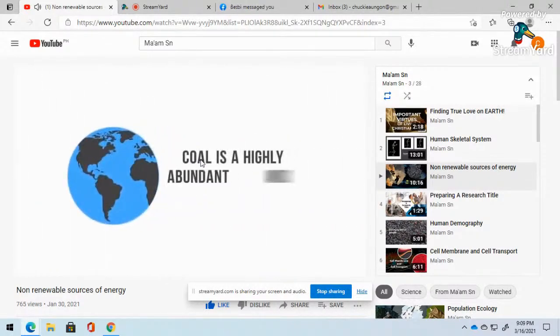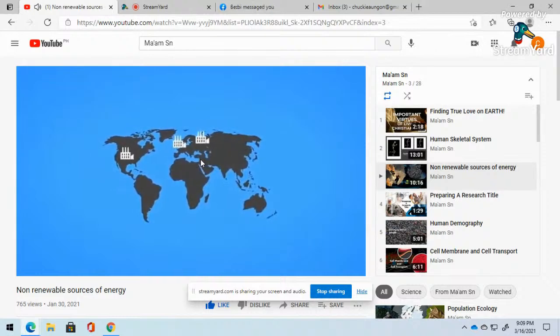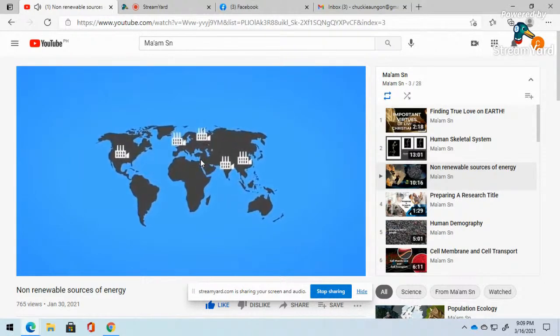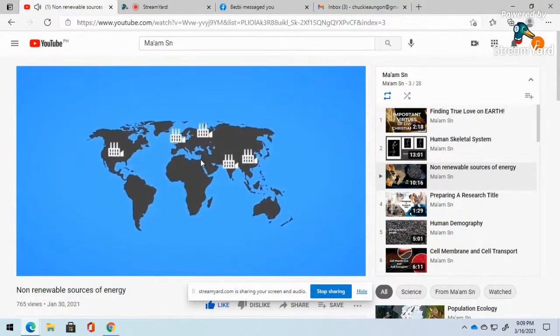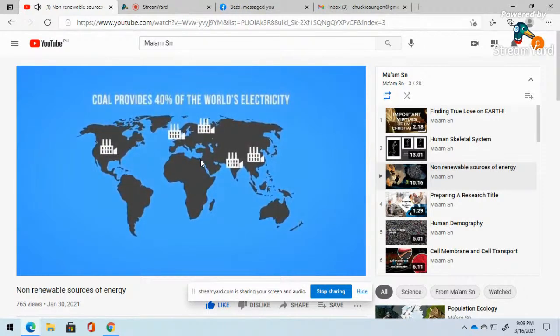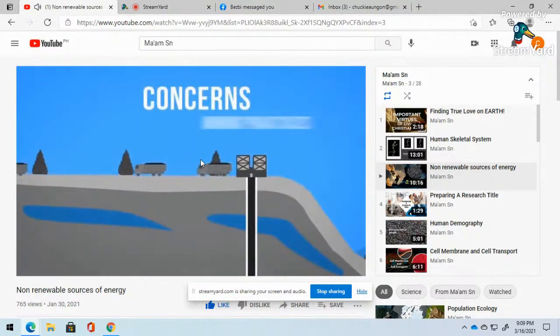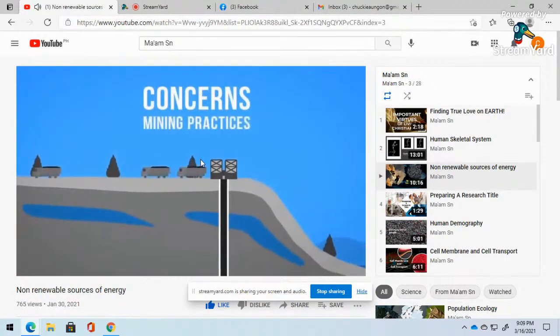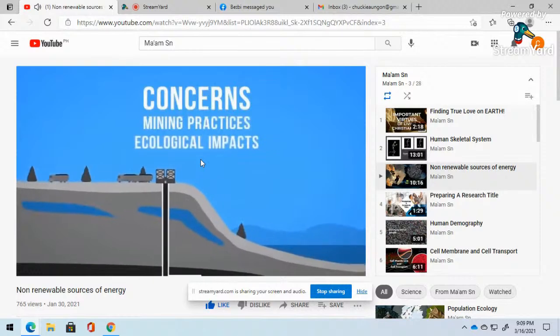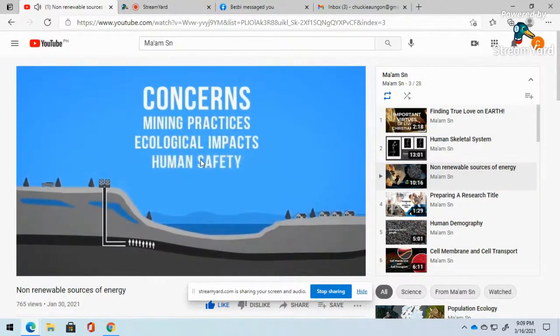Coal is a highly abundant and cheap energy resource. Coal has powered the industrialization of many nations over history and continues to today. It is a big player in today's energy system, providing 40% of the world's electricity. One major concern with coal is the mining practices used to extract the resource. Ecological impacts and human safety issues, both for workers and neighboring communities, are growing concerns for the industry.